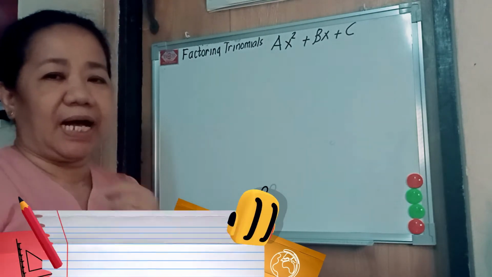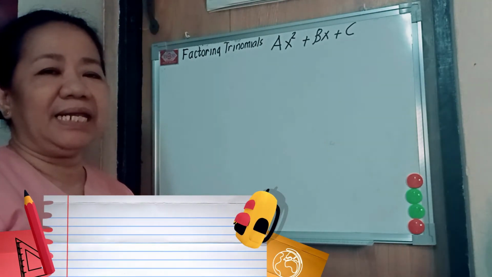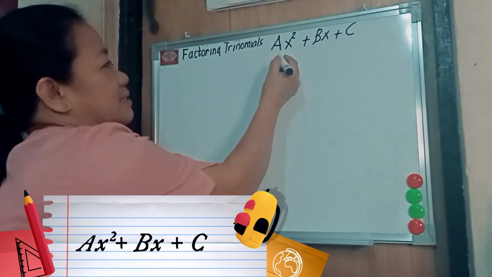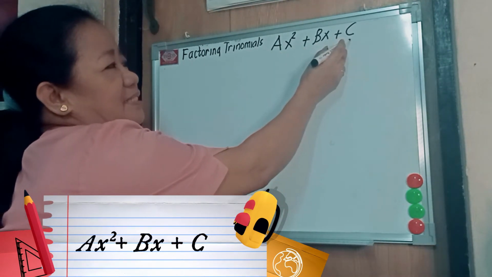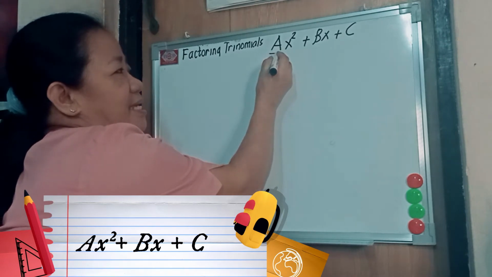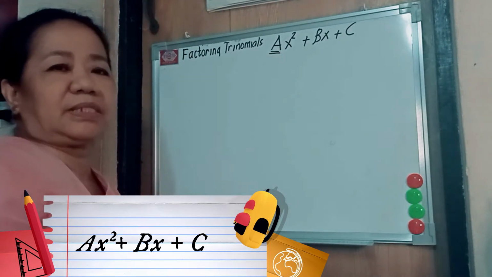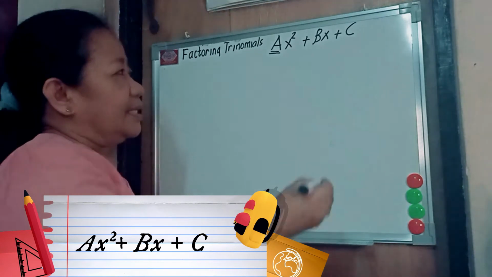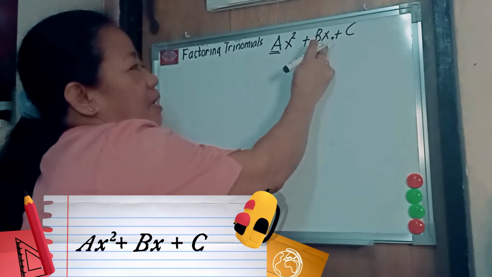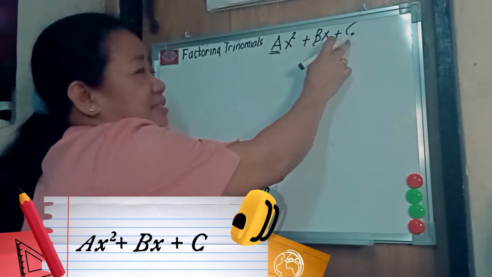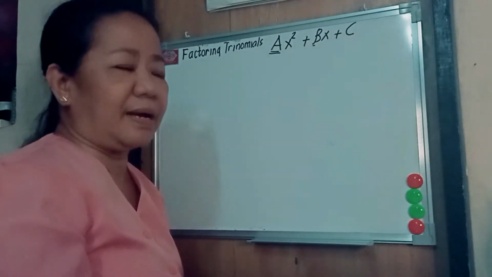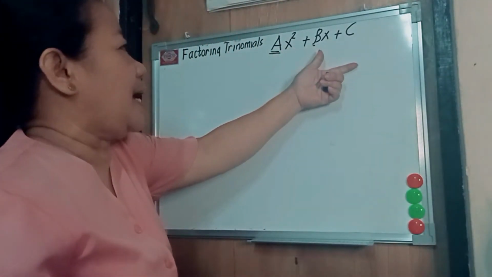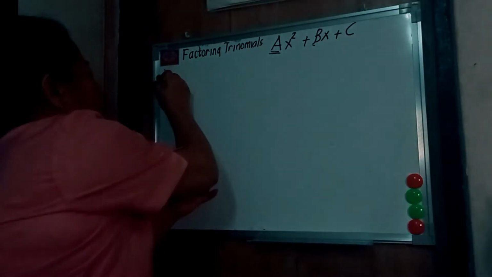So, let us go now to the next type of trinomial. And this time, it is in the form of ax squared plus bx plus c. So, this a is the numerical coefficient of x squared which is greater than 1. B is the numerical coefficient of x, and C is a constant number. Now, how to factor this kind of trinomial? So, let us have an example.